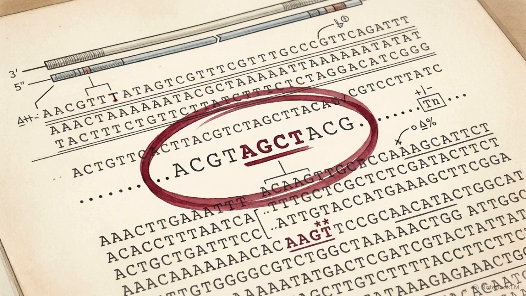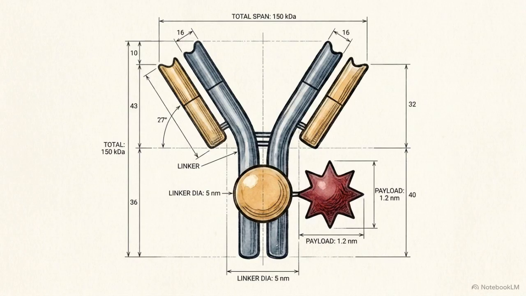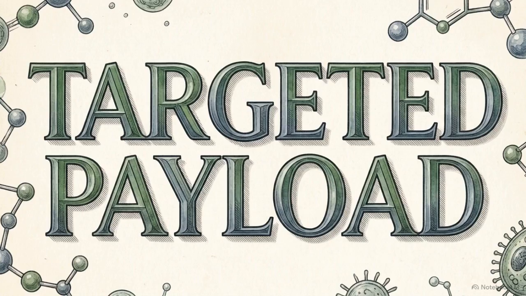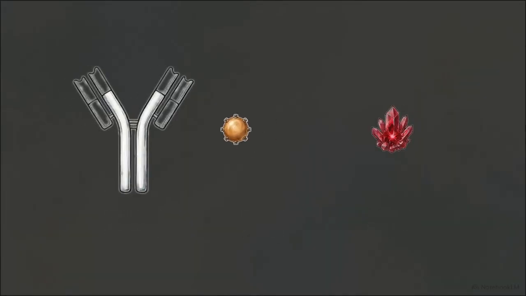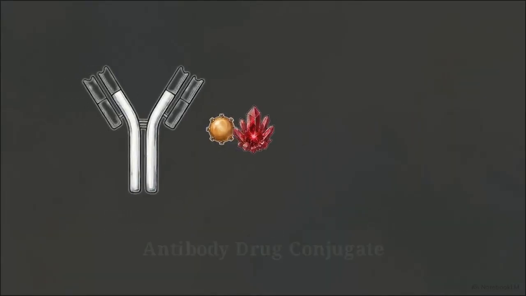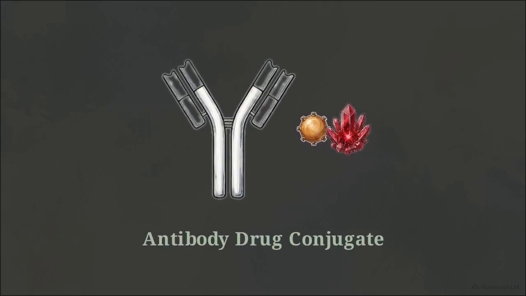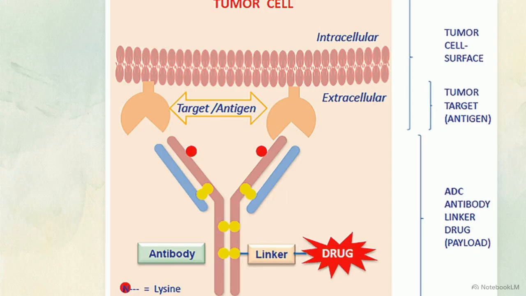Diagnosing the genetic error is only the first phase. Now we move from mapping the problem to engineering the biologic solution. We can intervene using an antibody-drug conjugate, or ADC. This is a highly sophisticated three-part therapeutic tool built to hunt down very specific cellular targets. Here is an ADC structure. The foundation is the Y-shaped antibody, engineered to bind to specific antigens.